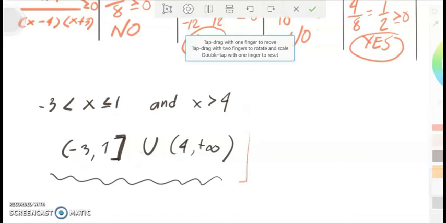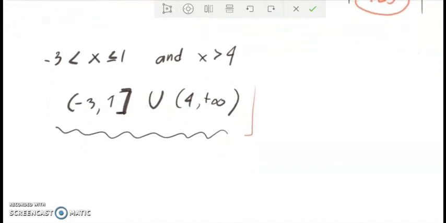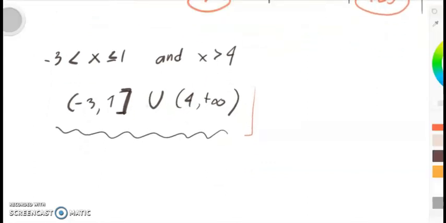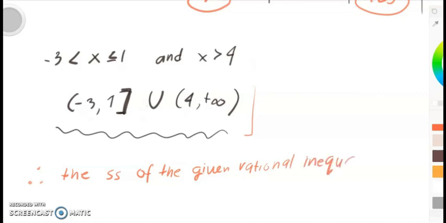And for formality, we would write: therefore, the solution set of the given rational inequality is negative 3, 1, union 4 to positive infinity.